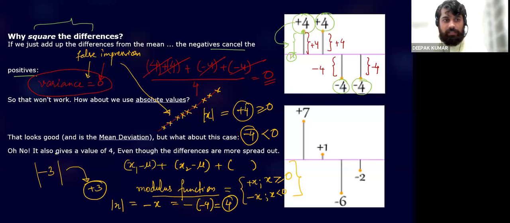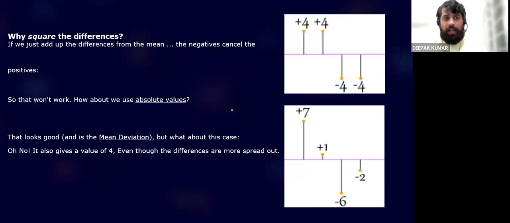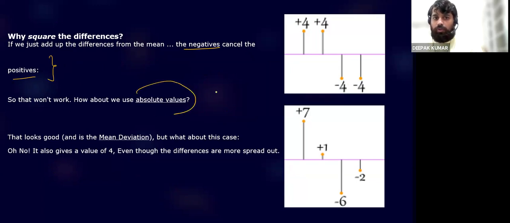If this is the situation, then I would say that looks good and is the mean deviation. But what about the case where it also gives a value 4 even though the difference is more spread out? Let's see how. I'm erasing everything. You did not take the negative and positive here. Negative cancels the positive and gives a false impression, but that won't work. But how about using the absolute values?